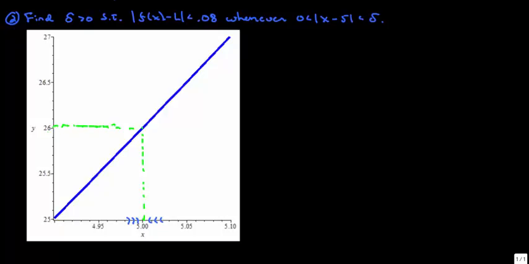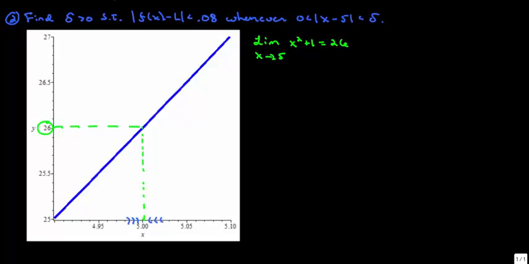Now maybe I'm a little bit high, maybe I'm a little bit low. It really depends on how accurate I am. Let me see if I can come across just a little bit more accurate this time. But it looks like 26 is the limit value. So it looks like the limit as x approaches 5 of x squared plus 1 is 26.